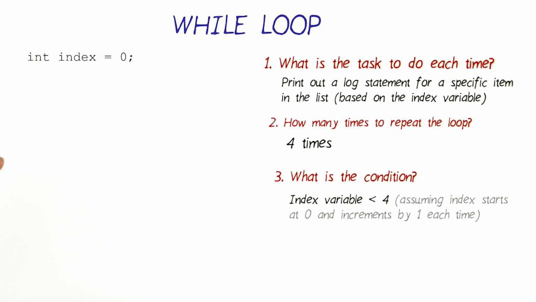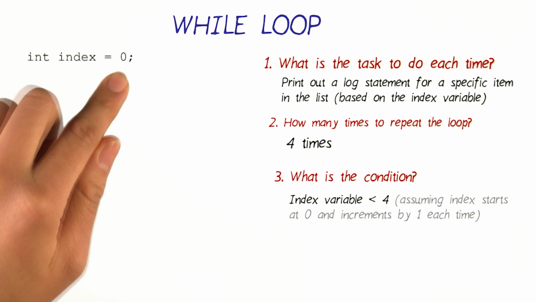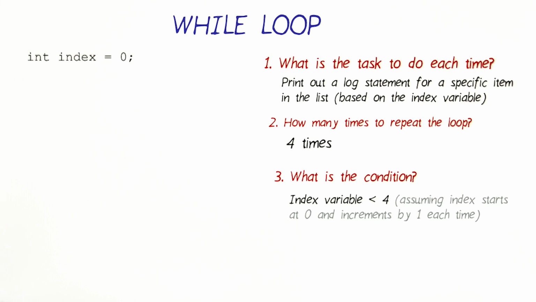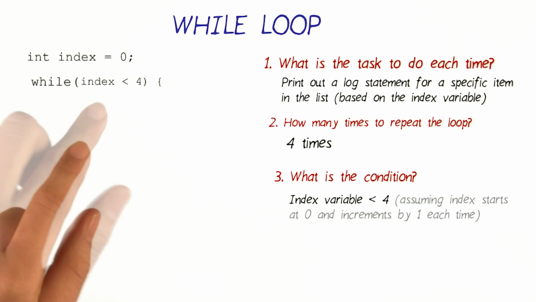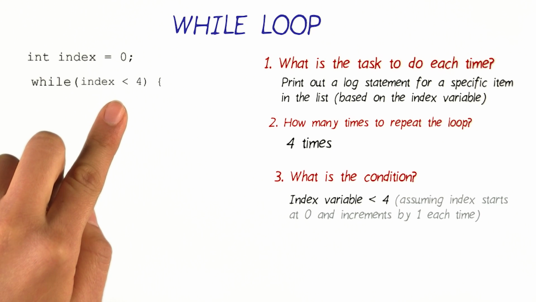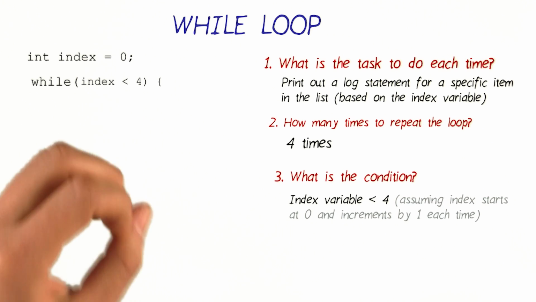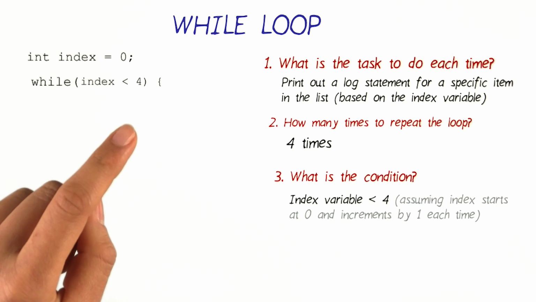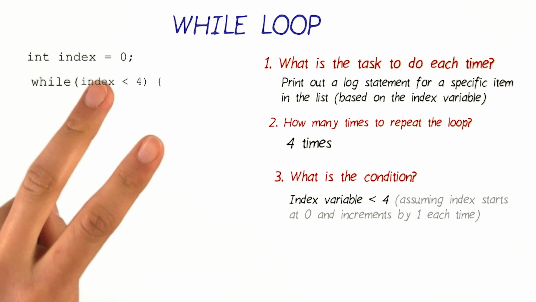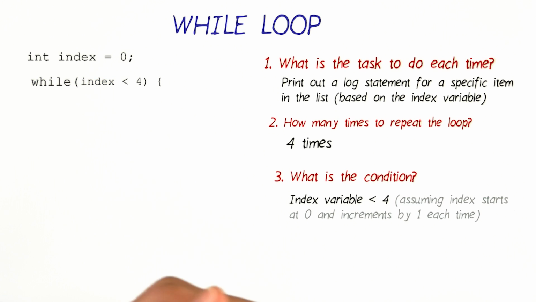So to write out this code, we create the index variable first and initialize it to 0. So this line of code will live outside the loop. When we start the while statement, we need to use the while keyword in Java, followed by parentheses for the condition. So the condition is that the index variable should be less than 4. And if we want to repeat it 4 times, it should repeat once for index 0, again for index 1, again for index 2, and then lastly for index 3 before exiting the loop.